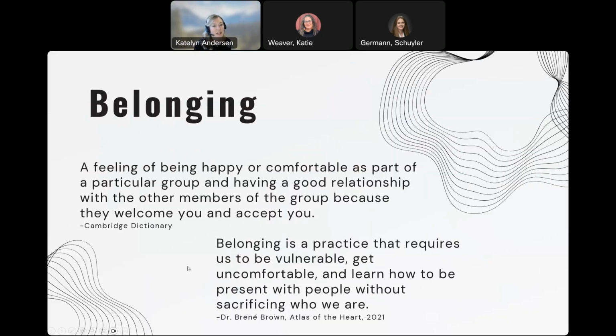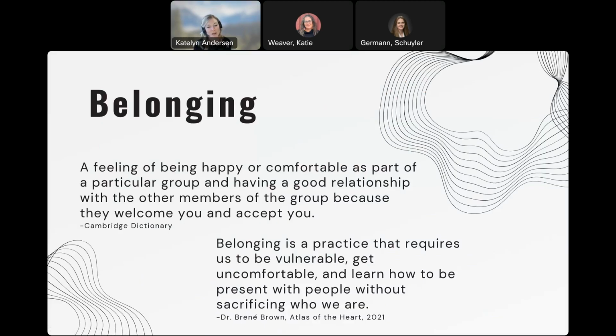Belonging is a feeling of being happy or comfortable. And I got this one from Cambridge Dictionary. I liked this better than other dictionaries' descriptions of belonging. They say that it's the feeling of being happy or comfortable as being part of a particular group and having a good relationship with the other members of the group because they welcome you and accept you.